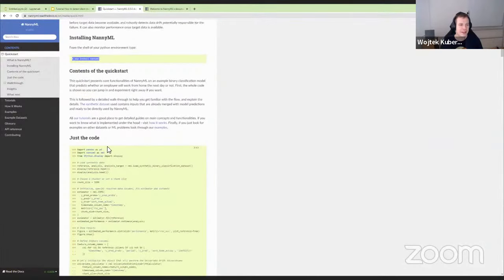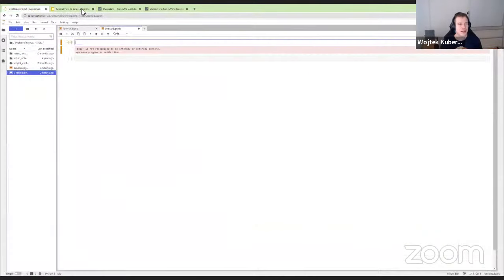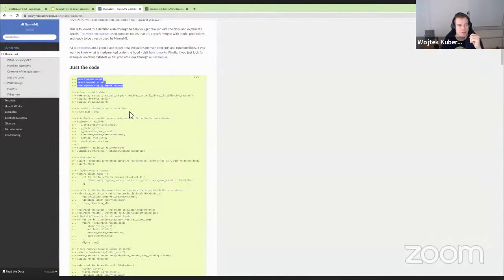Then the next thing is we're going to import pandas, because you always import pandas. We're going to import NannyML as well. So we're just going to import things, and things are imported.